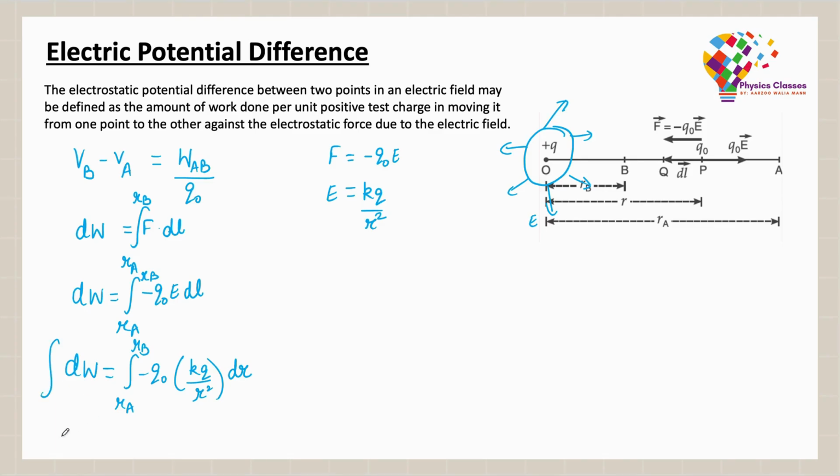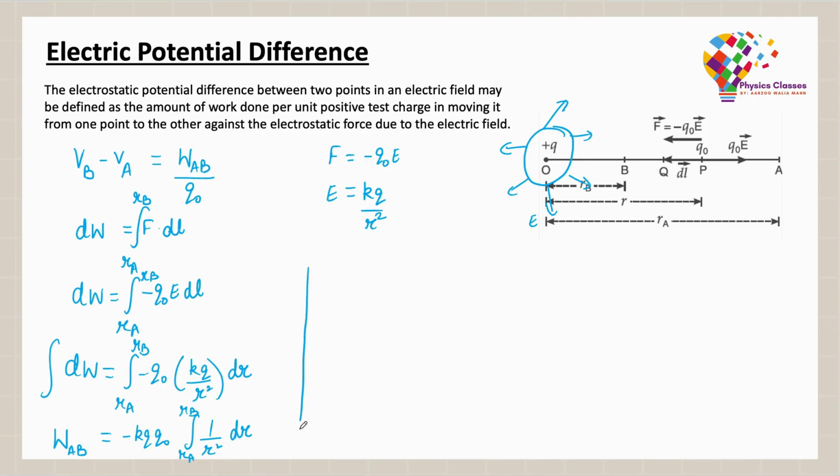The integration of dW would simply be W, and this is the work done in moving the charge from point A to point B. Further, over here you can see that K, Q naught and Q, they all are constants. So let us take them out of our integration, and we are left with 1 by R square dr, and again my limits are there, RA to RB.